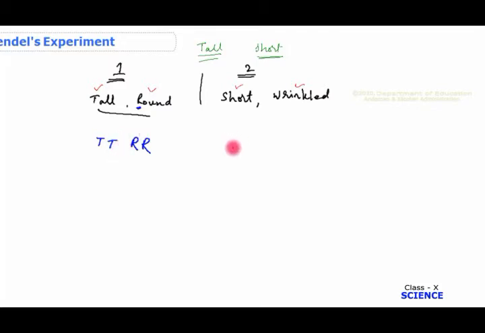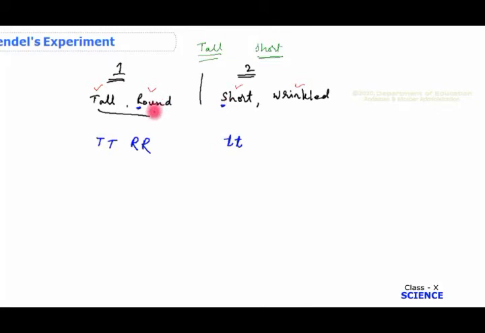Here when we denote the traits in the second plant, short is there, we will not use the first letter S. Here the opposite of short is tall. So here tall is the dominant factor denoted by T. The recessive factor of tallness is short, so the recessive factor is denoted by a small letter. So here we will write small letter t, right? Got it, children?